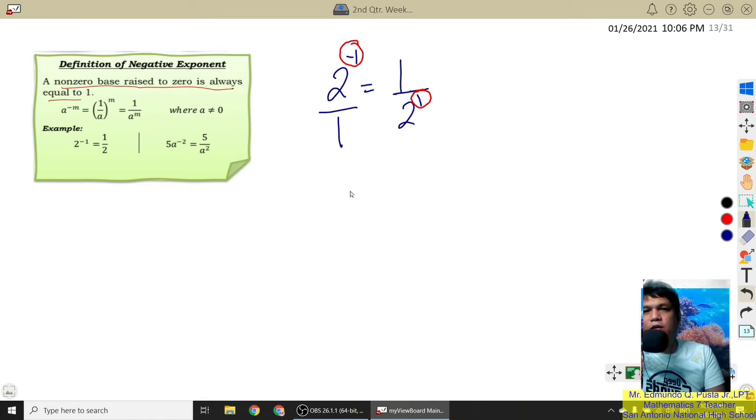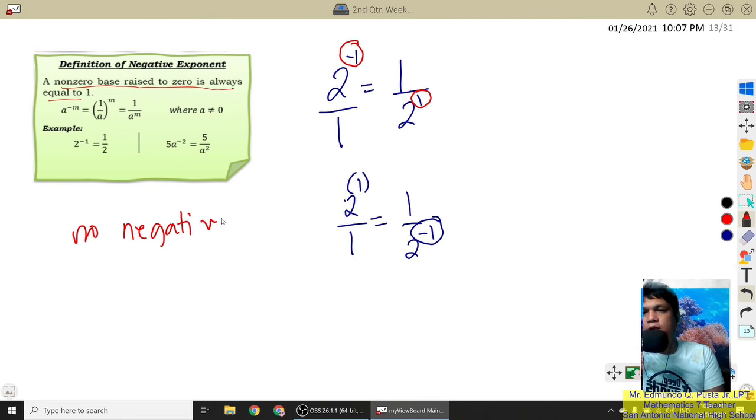Same with, example, let's say, I have 2 here over 1, and then I have 1 over 2 raised to negative 1. Okay? So, nagkapalit. Kung titignan niyo, no? Ayan. Nagkapalit. Okay? So, ito, pag negative to, para maging positive, ilalagay mo lang sa numerator. Now, according to the standard form ng mga numbers, kailangan no negative exponent. Simplified form, no?